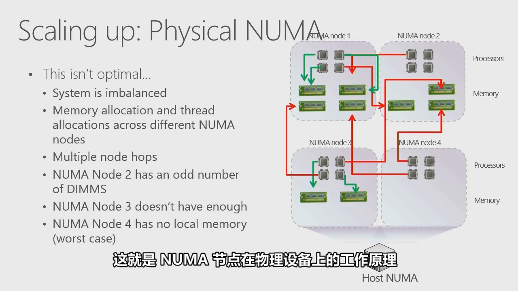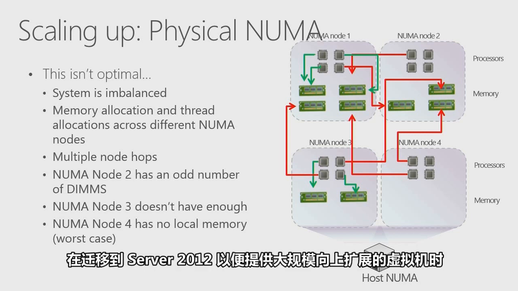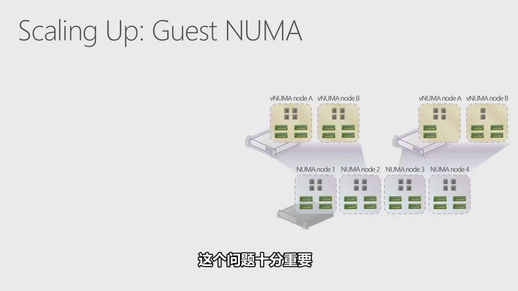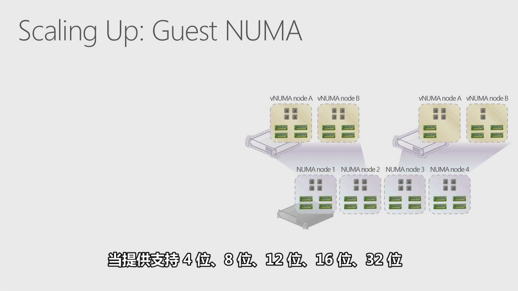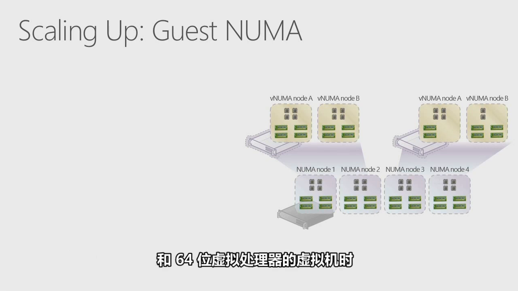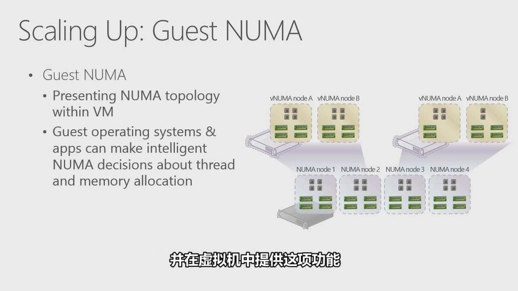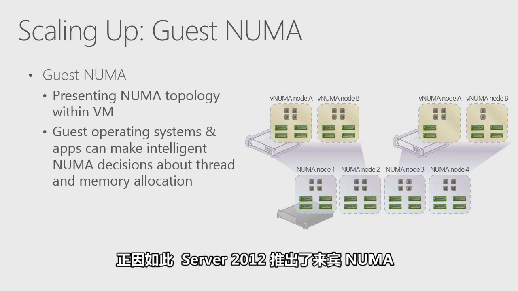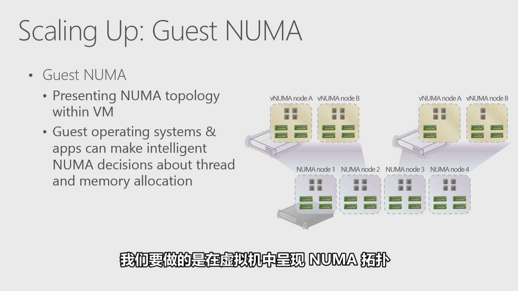The reason why I'm telling you this is because this is really important as we move to Server 2012 to provide these massive scale-up virtual machines. For us to give you virtual machines that support 4, 8, 12, 16, 32, up to 64 virtual processors, we need to make sure that we take the NUMA capabilities and actually provide that within the virtual machine. So Server 2012 introduces guest NUMA. And what we're doing is presenting a NUMA topology within the virtual machine itself.